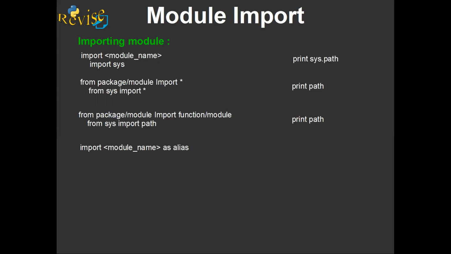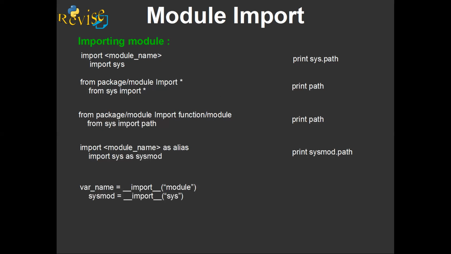Then you can also use an alias. So you import some module, but you don't want to use that module name in your function. You can give an alias to it like this: import sys as sysmod, and then use sysmod.path. Or there is the underscore underscore import function, which you can use to import your module. This is the syntax for it. Inside the import function, you pass the module name as a string and assign it to a variable, and this way also you can import a module. So these are all the ways to import a module. You can use any one you like.